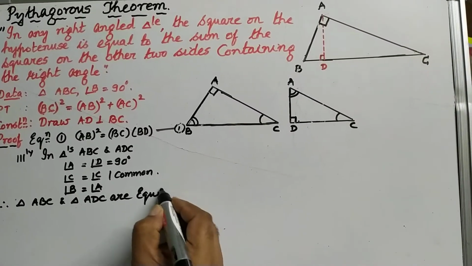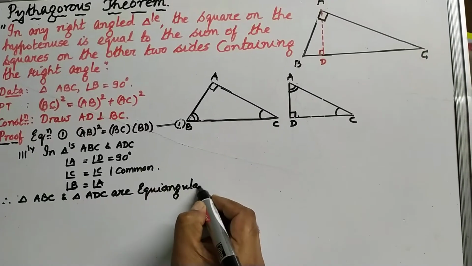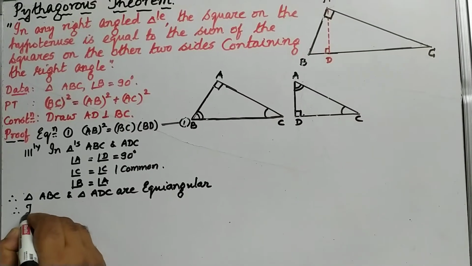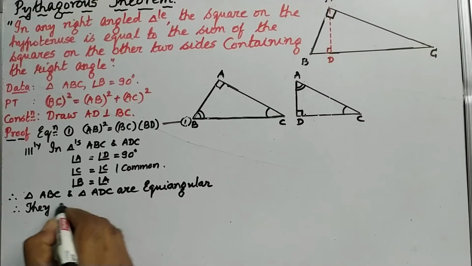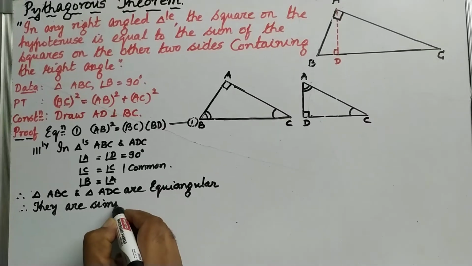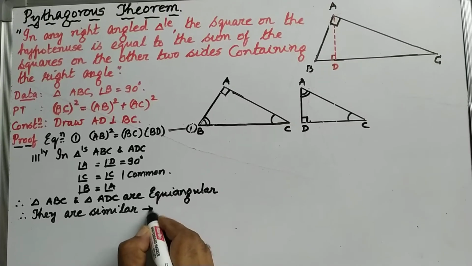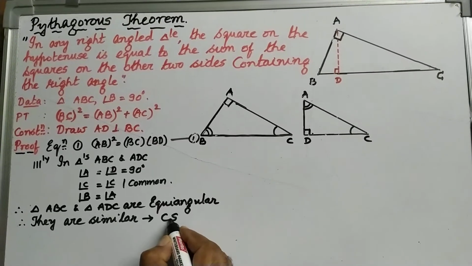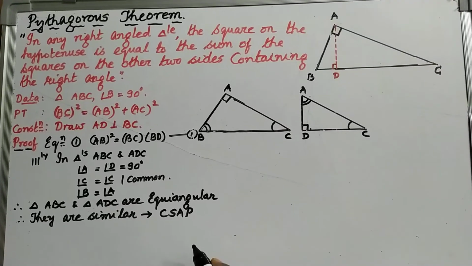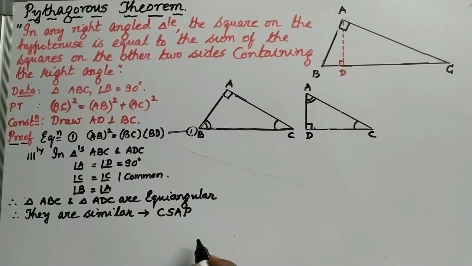equiangular. If they are equiangular, then what will be the next step? Therefore, they are similar. And if they are similar, the next step will be, therefore, the corresponding sides are proportional. What are corresponding sides? The sides opposite to the equal angles.